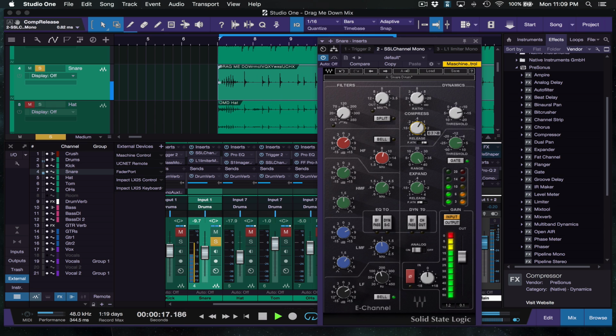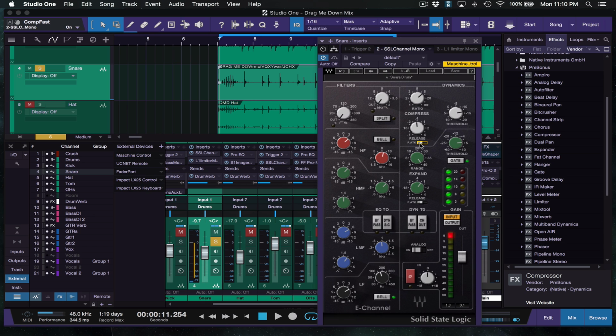So just notice it's a little snappier. Now it has this button here, fast attack, and in other words, it's faster than you could possibly imagine. It doesn't even matter what this is. So there is no attack setting. It's either fast or moderate to slow. Do you hear the difference?